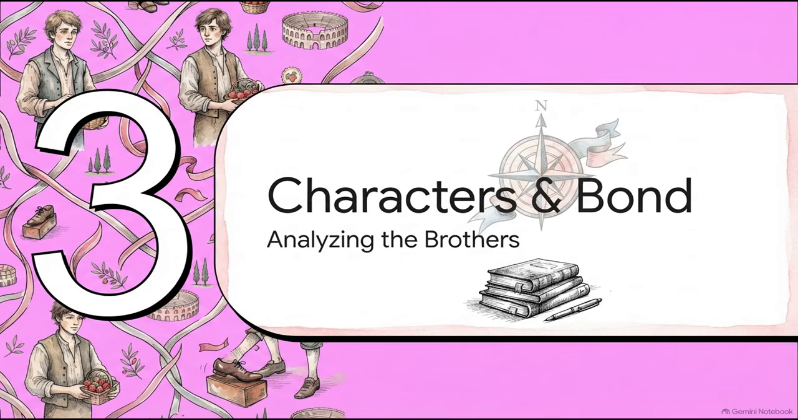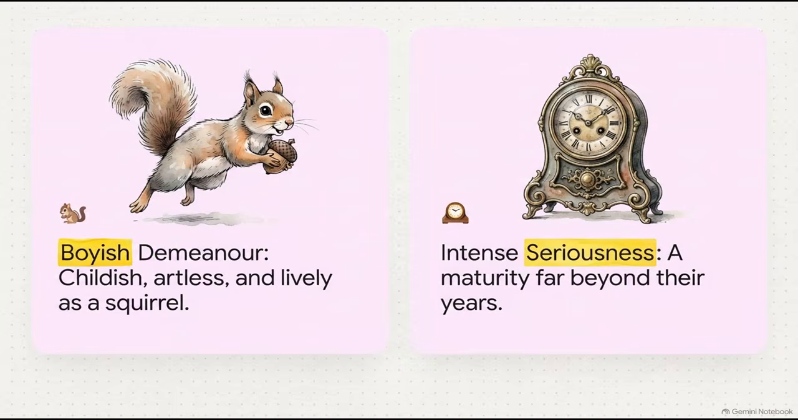Up next, Section 3, Characters and Their Bond. Throughout the text, you'll see Cronin constantly contrasting the boys' youthful appearance with this incredibly heavy, unnatural maturity. On one hand, he describes them as childish enough and artless. I mean, 12-year-old Giacomo is literally described as bouncing around as lively as a squirrel. But when you actually look into their faces, there's a seriousness which was far beyond their years.